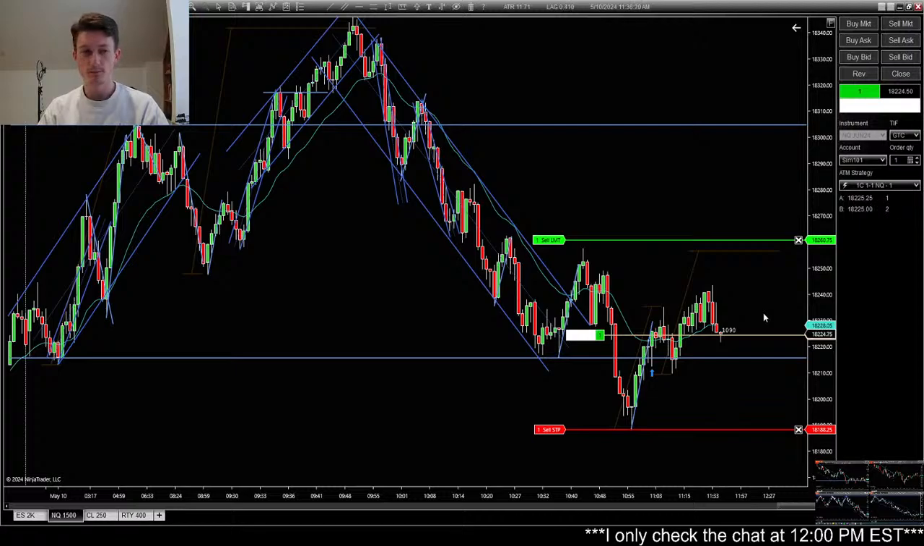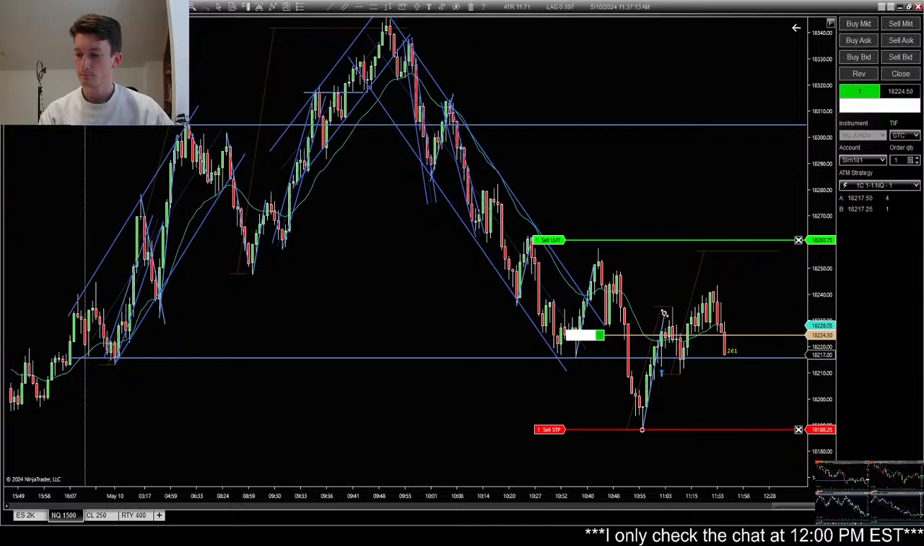This one could take forever to play out. Or it could just go straight down and not take forever. That's what the ES is doing, that's for sure. Boom, new low.